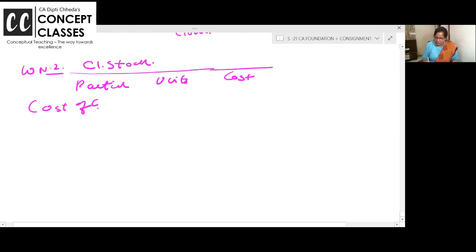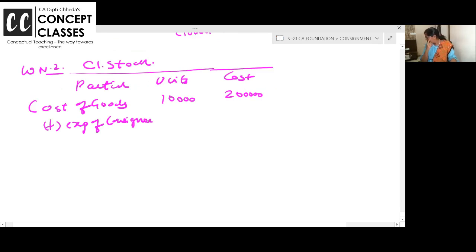Cost of goods. Don't take invoice price. Closing stock is at cost. ठीक है? तो cost के साथ ले लो. Loading कैसे करना है? I'll tell you. 10,000. We are sending at 2 lakh. Plus expense of consignor. Expense of consignor.